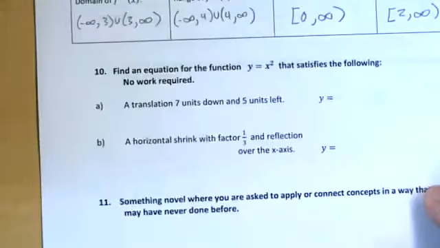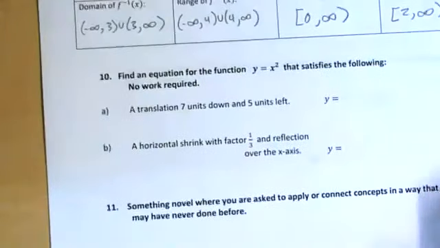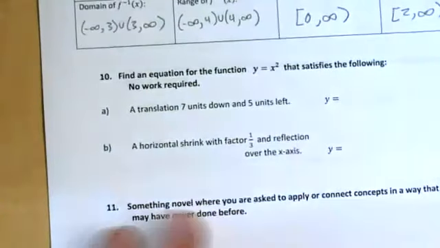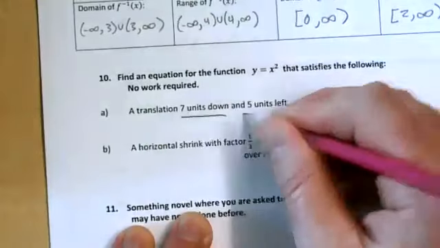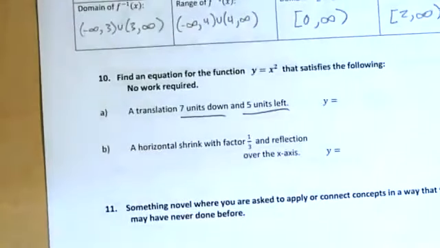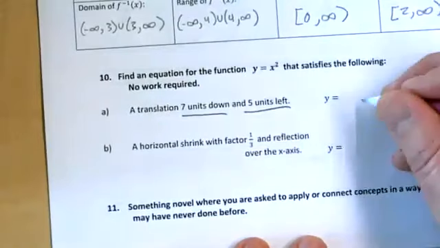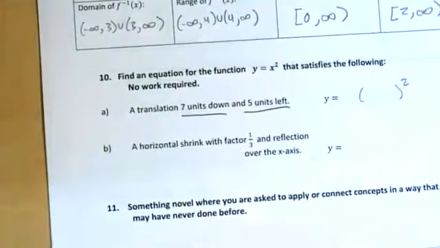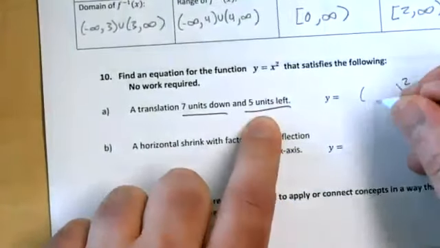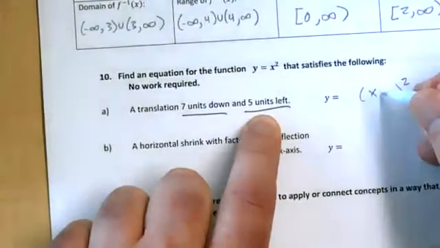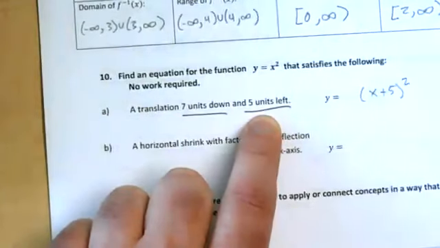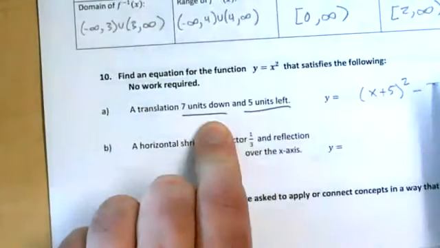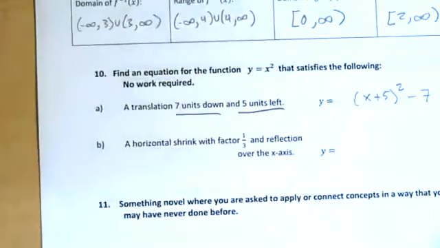All right, last one. Finding the equation for a function. So we're starting with x squared. We need to do 2 transformations. This first one's doing a vertical and a horizontal, so it does not matter what order we do them in. Here's my x squared. My horizontal is going to happen on the inside. I pull out the x and I replace it with, if I'm going to the left, it would be plus, x plus 5. And then 7 units down, that happens on the outside. That would be a minus 7.